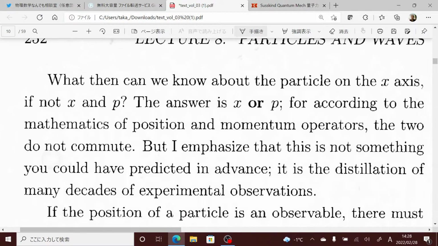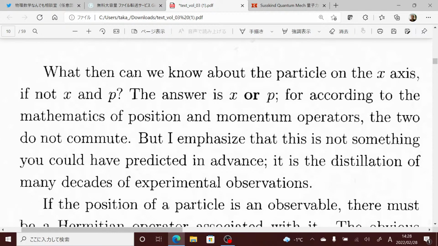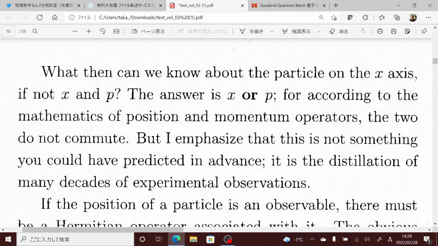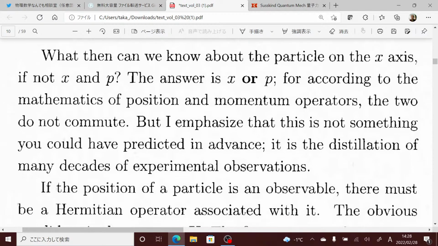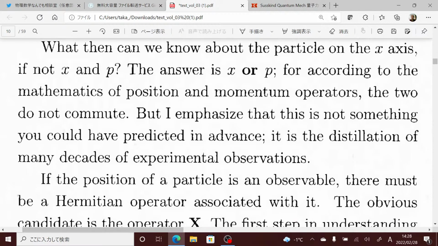What then can we know about the particle on the x-axis? If not x and p, the answer is x or p. For according to the mathematics of position and momentum operators, the two do not commute. But I emphasize that this is not something you could have predicted in advance. It is the distillation of many decades of experimental observations.